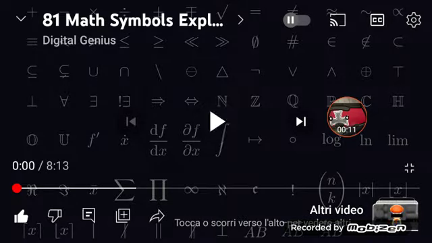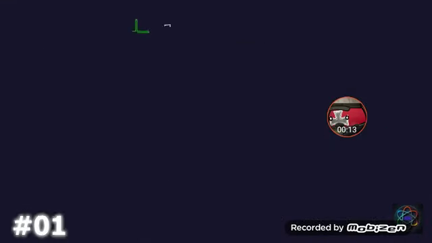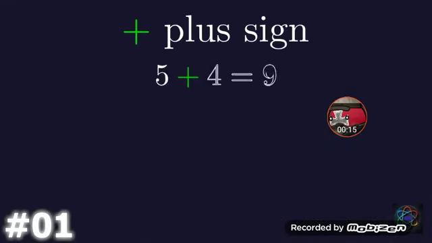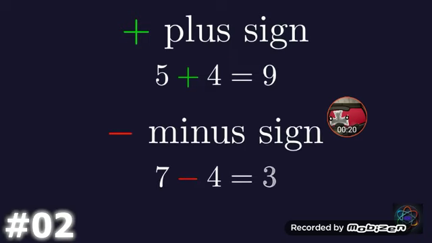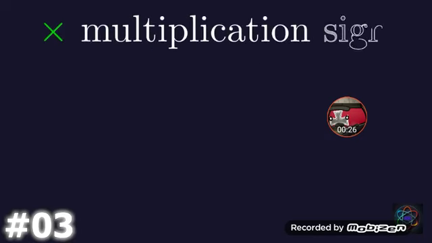Okay, let's start. Starting with the most basic symbols, the addition plus sign is universally recognized as the symbol for addition. Minus sign, which is essentially the opposite of the plus sign, represents subtraction, but it can also denote negative numbers. Multiplication sign is used to denote the operation of multiplying two numbers together and can also be represented as a dot.